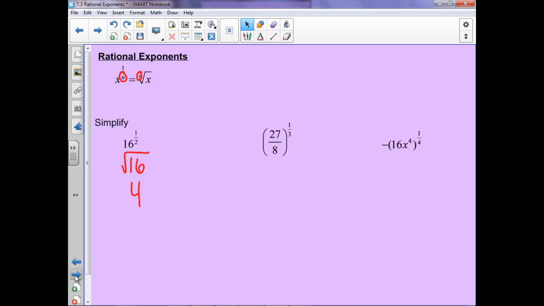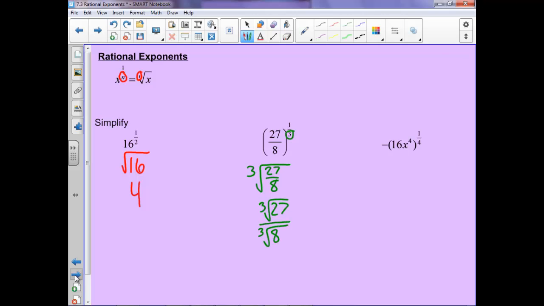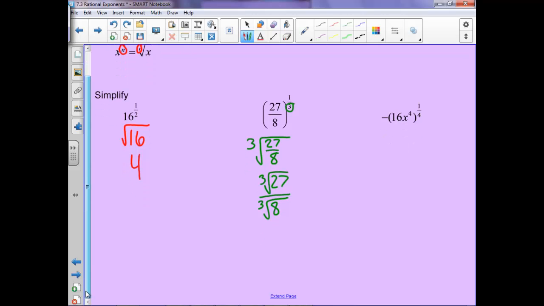This second one is the cubed root now. So the cubed root of 27 over 8 is the same thing as the cubed root of 27 over the cubed root of 8. So think about what cubed gets us 27. Well, that's 3. And what cubed gives us 8? Well, that's 2.